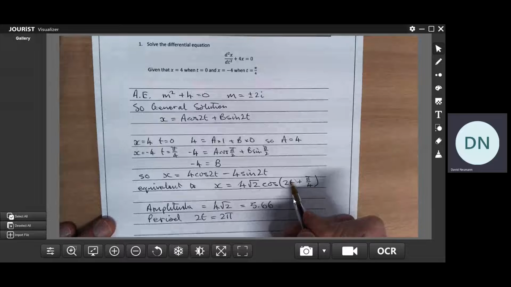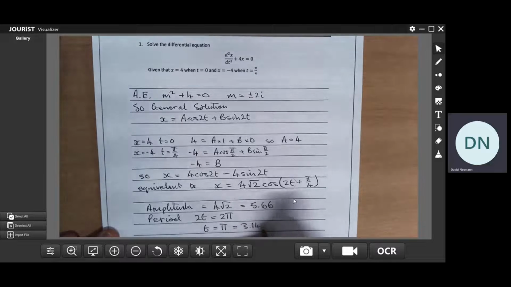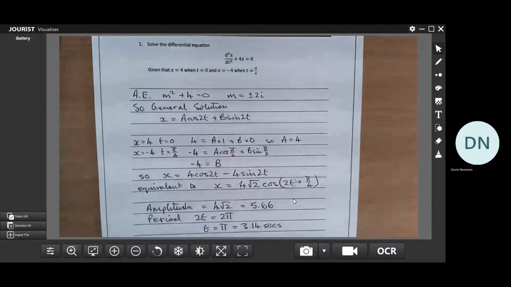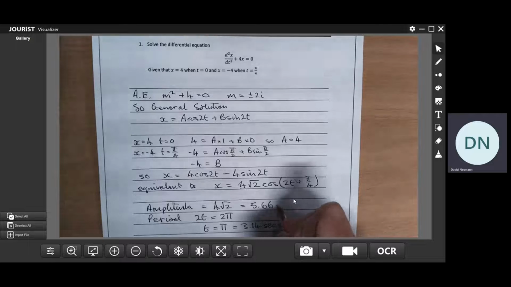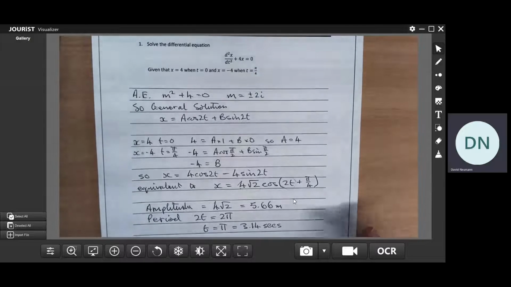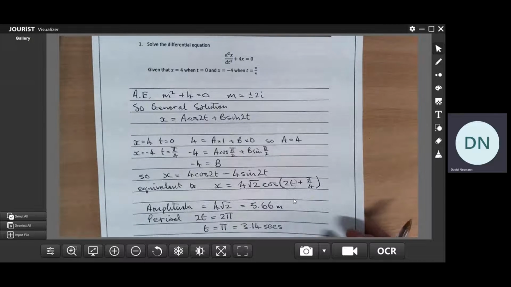So then t is equal to pi, which is 3.14, and here we would have it in seconds. I should probably put meters here. So that's our first example of simple harmonic motion.